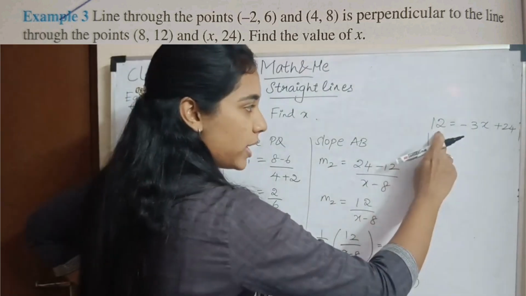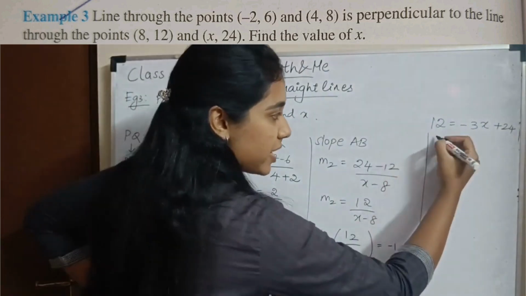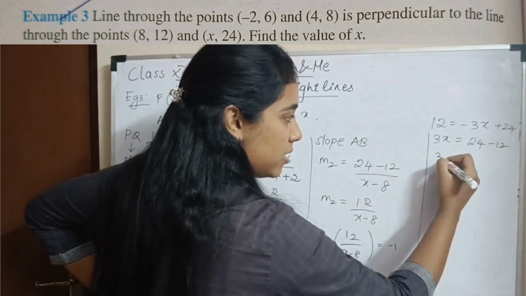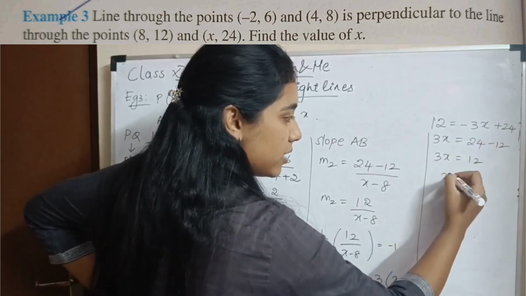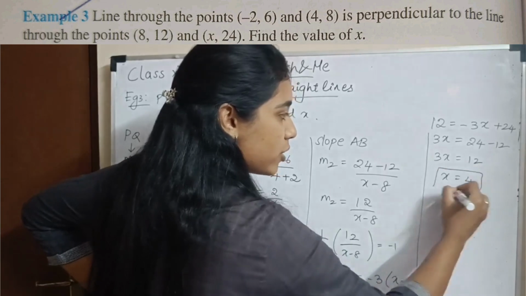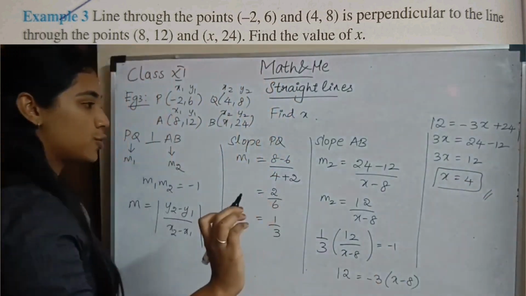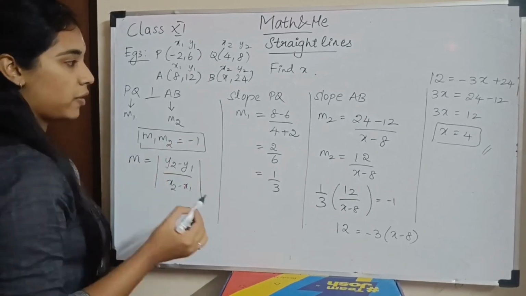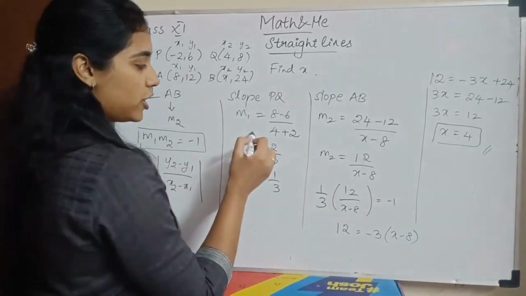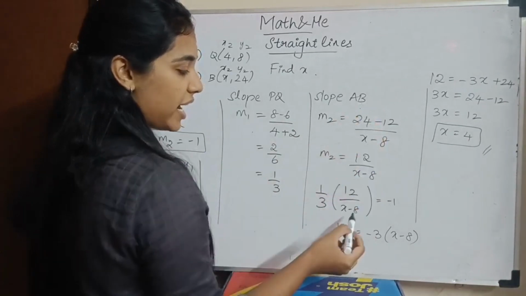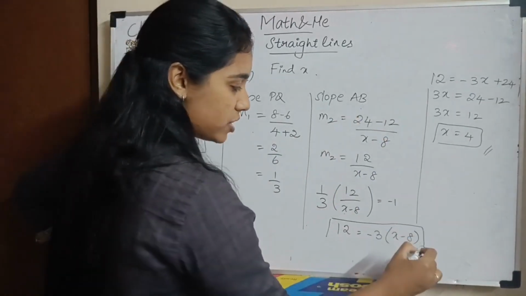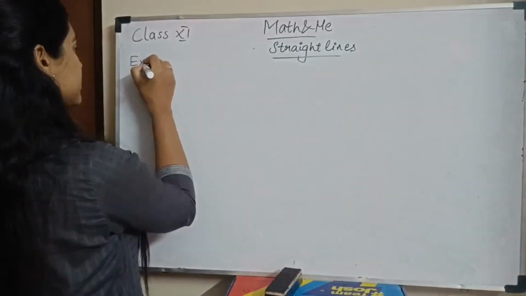I am going to bring 12 to the right side, minus 3x to the left hand side. So you have 3x equals 24 minus 12. 3x equals 12, x equals 4. So the value of x is 4. We have just used the formula m1 times m2 equals minus 1. We found the slope of PQ, we found the slope of AB. We had one unknown variable and we had one equation. So with this one equation, we solve for x. Okay.